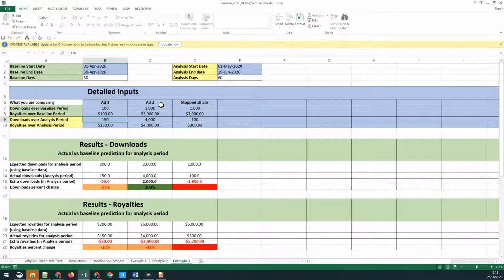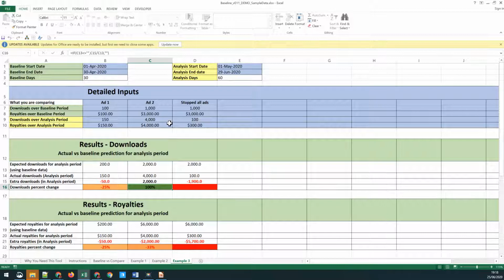By contrast, ad 2 seems to have worked really well. You had 1,000 and it's gone up to 4,000, and that actually works out as 2,000 more than you would have expected. So you've doubled the amount coming in.